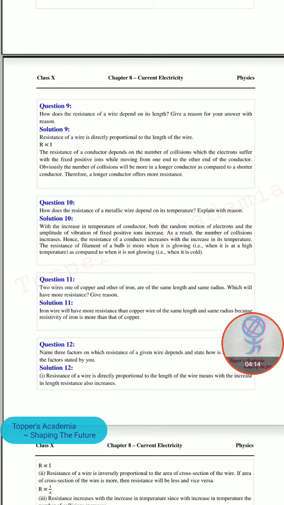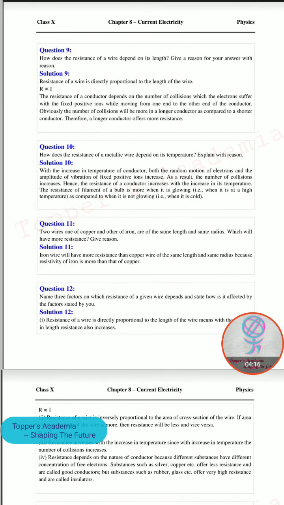Moving to question number 10. How does the resistance of a metallic wire depend on its temperature? Explain with reason. This is a very good question and it comes many times in the examinations.